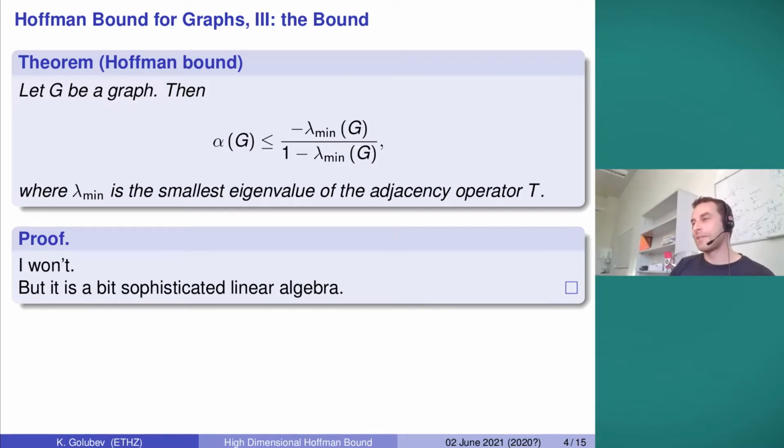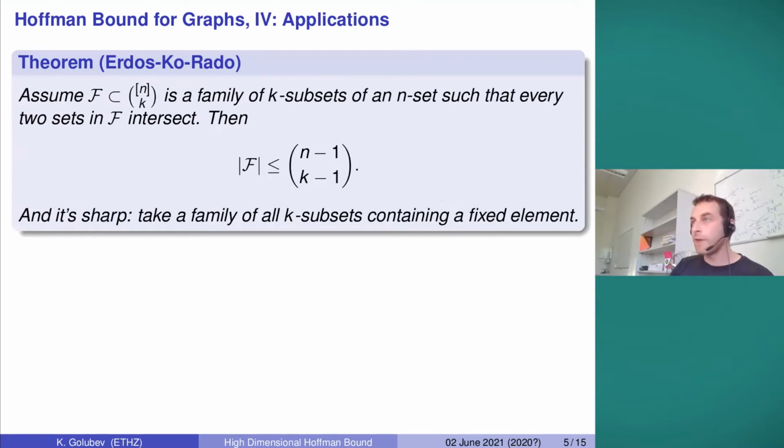Anyway, so it's not a hard proof. It's basically linear algebra. So what is it good for? With this bound, one thing you can prove is the Erdős-Ko-Rado theorem. That's a nice application of it. I guess there's no need for it in this audience, but I will do it anyway.